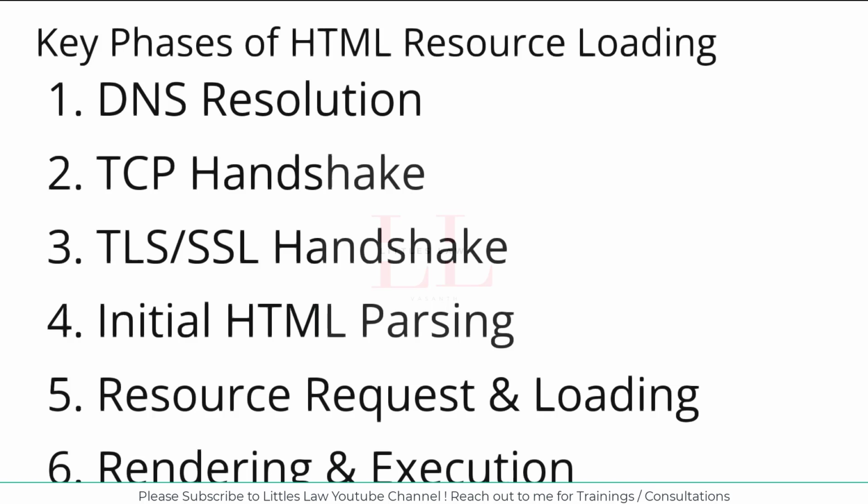And then finally the last phase, which is rendering and execution. Once all the critical resources are loaded, the browser renders the web page and executes any JavaScript, completing the load process. So this is what happens when we try to open a web application, and these are the key phases of HTML resource loading. And now we'll move on to the next part, which is the types of resources. What are the types of resources in HTML?